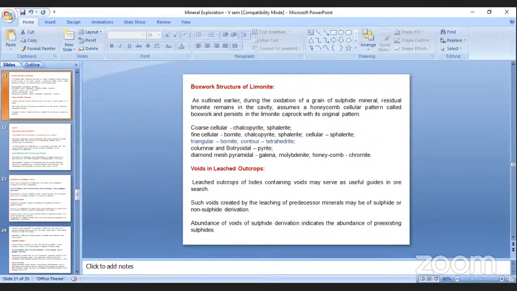And some of the features of leached outcrops: these structures are also useful for identification of minerals, or useful as guides to identification of ore deposits. Such voids are created by leaching and precede minerals, maybe sulfide or non-sulfide derivations. And sometimes the abundance of voids of sulfide derivation indicates the abundance of pre-existing sulfides.